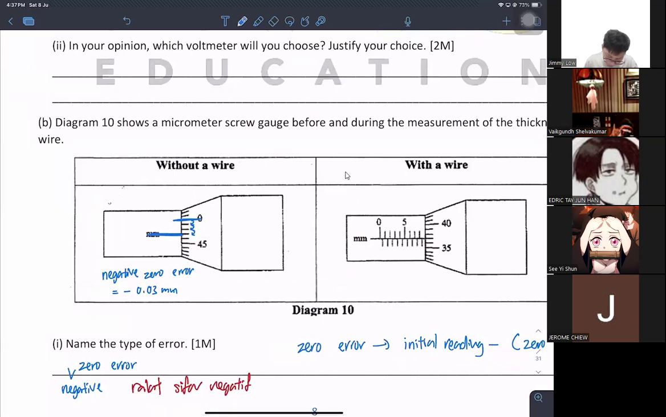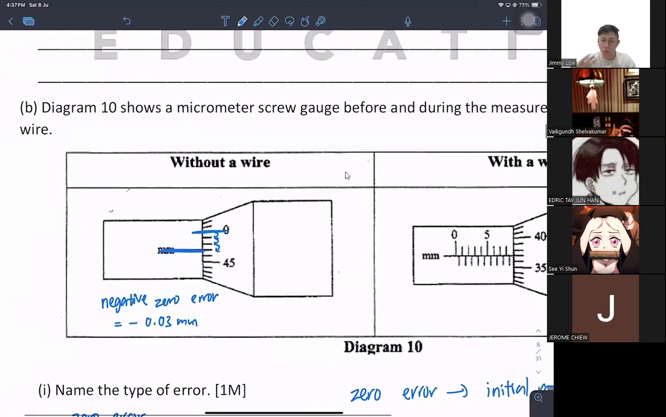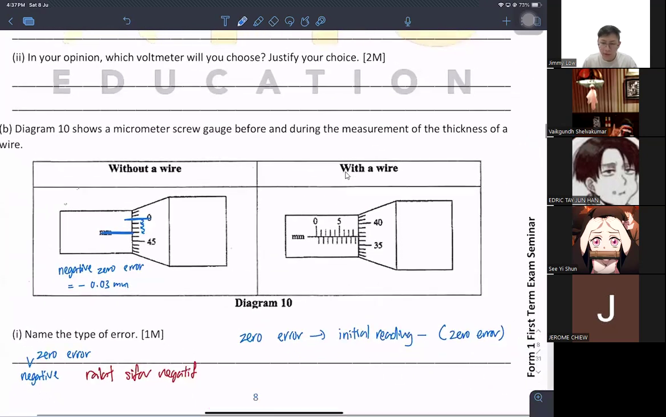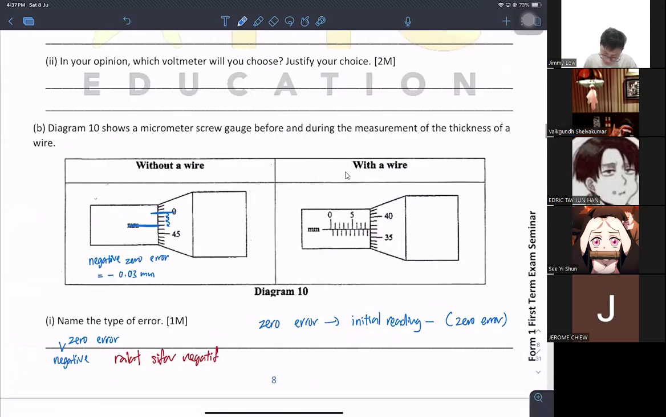But why? First thing first, when you want to know why, you have to know the formula. If you want to take the actual reading, because your zero already has a problem, you have to take the initial reading and minus out the zero error. When you minus out a negative, negative becomes positive. So in this case you are adding back the zero error. Because you under-calculated this part already, you add it back.